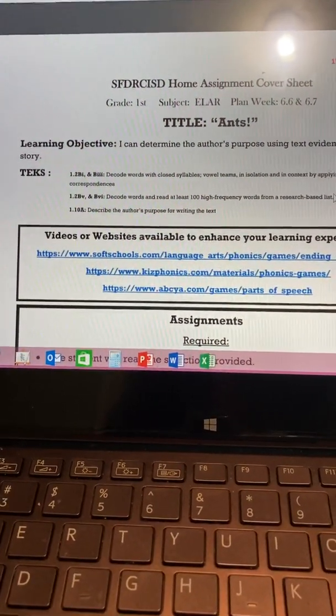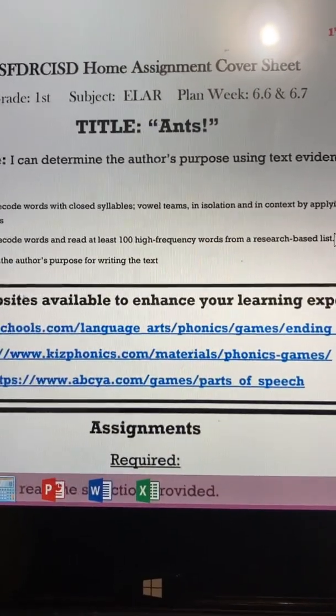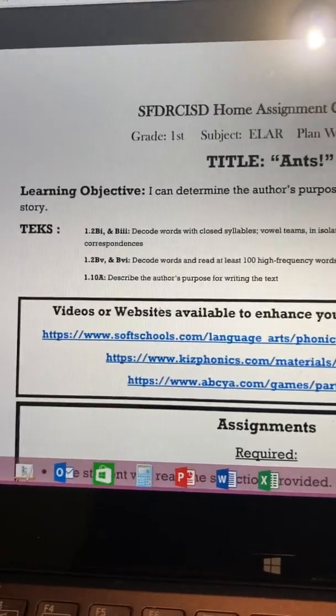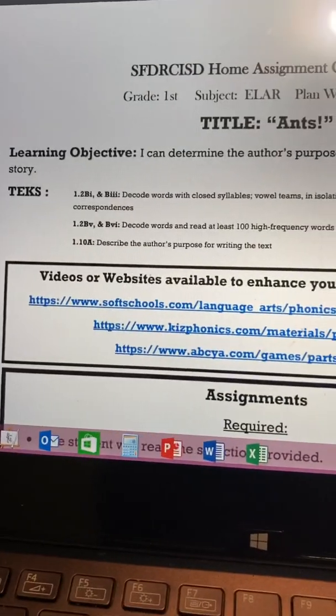Hello, we're going to be going over ELA for 6.6, 6.7. This week's story is called Ants. And our learning objective is, I can determine the author's purpose using text evidence from the story.